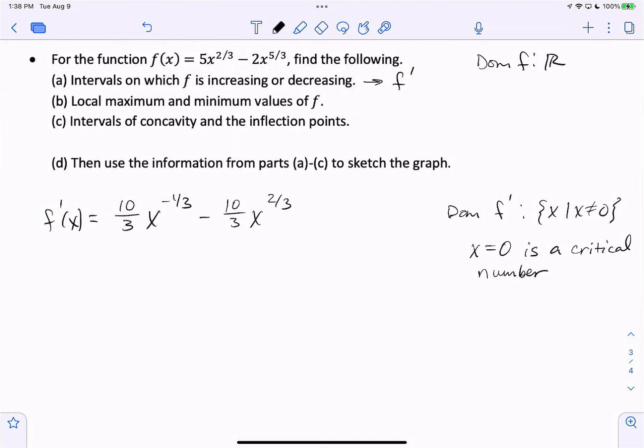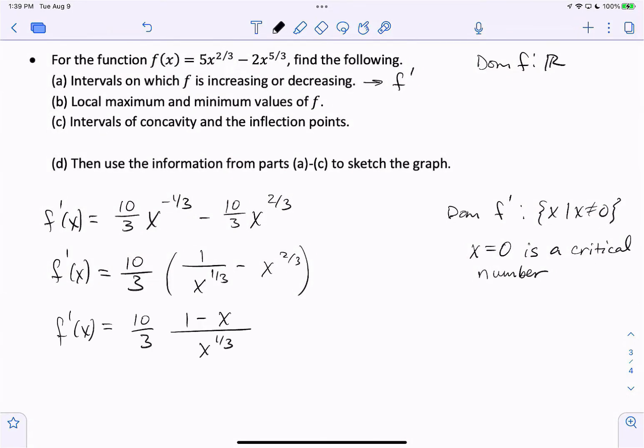Let's see if we can find any other critical numbers. In order to do that, I'm first going to factor out the 10/3. That's kind of nice how that worked out, isn't it? And then I'm going to express the x to the negative 1/3 as a fraction of 1 over x to the 1/3. So then I have that minus x to the 2/3, and then I'm going to get common denominators. You can verify that gives me f prime of x is equal to 10/3 times the fraction 1 minus x over x to the 1/3. That tells me that x equals 1 is a critical number also.